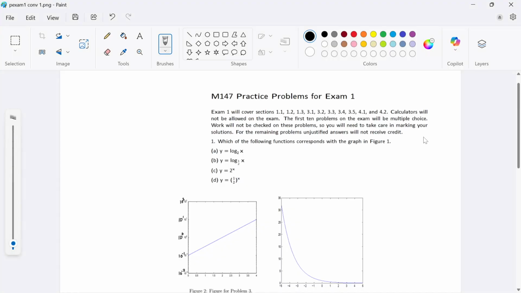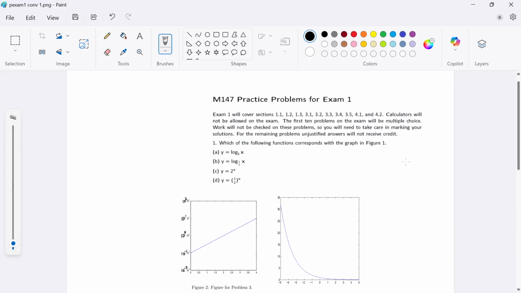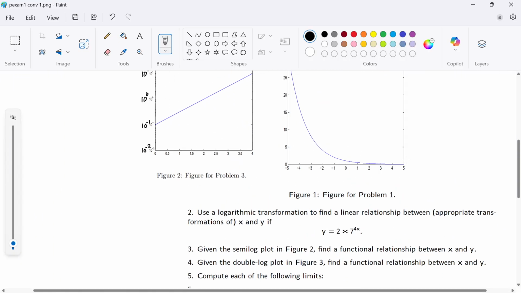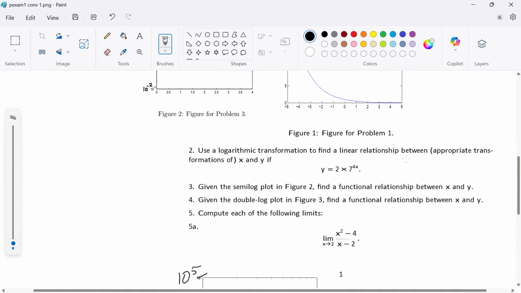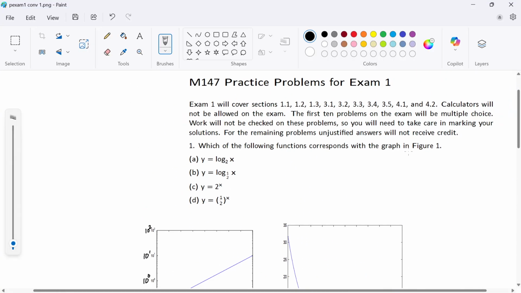This is a test review for Math 147. I think that's Texas A&M University, Exam 1. And I'm going to show how to answer these questions for anyone who's preparing for this exam.